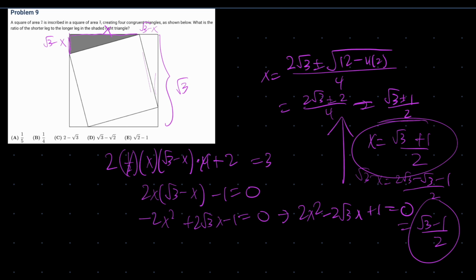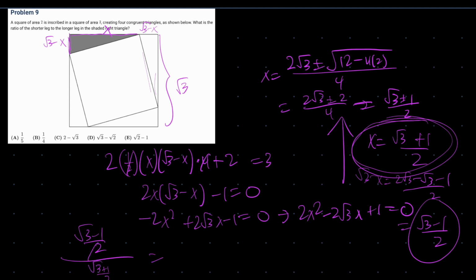We have x is this, and we want to know, what do we want to know? We want the ratio of the shorter leg to the longer leg, shorter to longer. The shorter leg is root 3 minus 1. And the longer leg is root 3 plus 1, and this is all over 2.